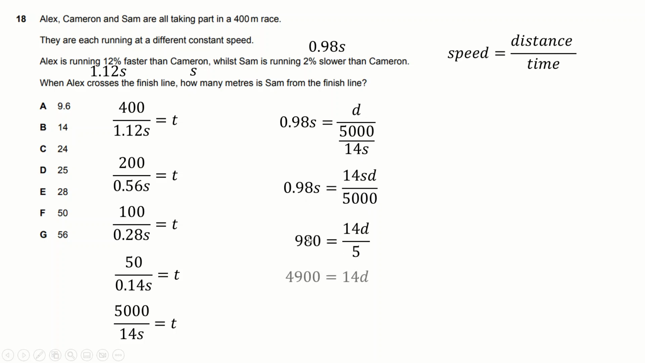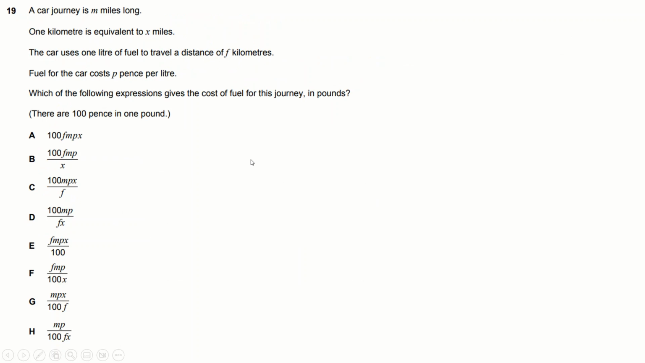Times by 5 to get this, divide by 14. Dividing by 14 here is easy because you just divide by 7, which you notice makes this 700, then you divide by 2 for 350. And so Sam has run 350 meters here, which is 50 away from finishing, so he's got 50 meters to go. 19, I have no idea how you're supposed to do this question, to be honest.